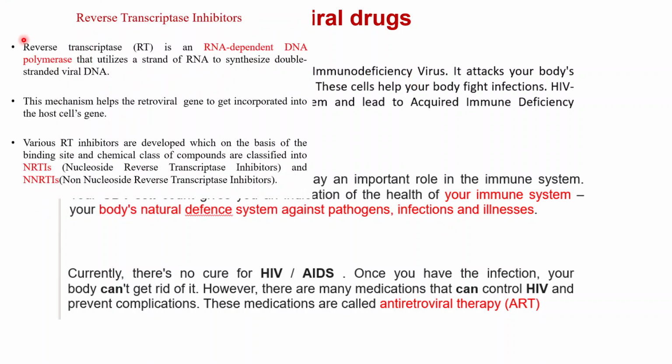So there are different antiretroviral agents like reverse transcriptase inhibitors. Reverse transcriptase is an RNA-dependent DNA polymerase that utilizes a strand of RNA to synthesize double-stranded viral DNA. This mechanism helps the retroviral gene to get incorporated into the host cell's gene. Various RT inhibitors are developed, which, on the basis of the binding site and chemical class of the compound, are classified into NRTIs, nucleoside reverse transcriptase inhibitors, and NNRTIs, non-nucleoside reverse transcriptase inhibitors.